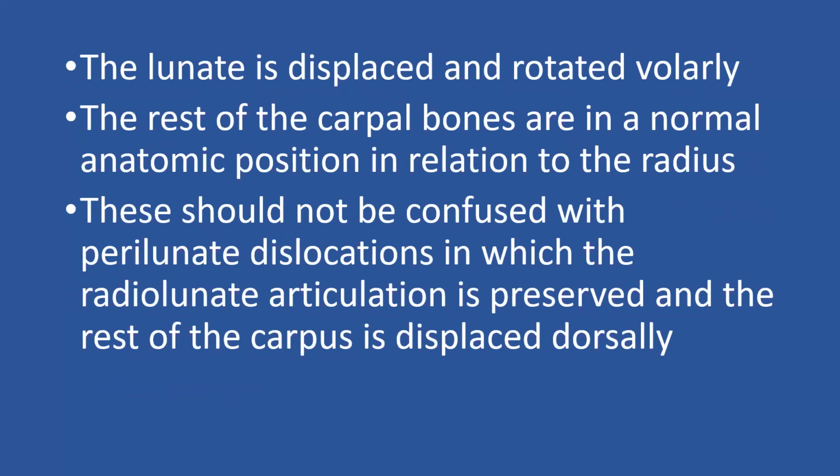The lunate is displaced and rotated volarly, usually into the space which is less filled with tissues, but it can risk acute carpal tunnel syndrome and press on the median nerve. The rest of the carpal bones are in normal anatomic position in relation to the radius. These should not be confused with perilunate dislocations, in which the radiolunate articulation is preserved and the rest of the carpus is displaced.